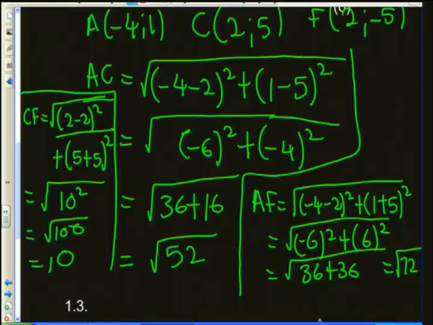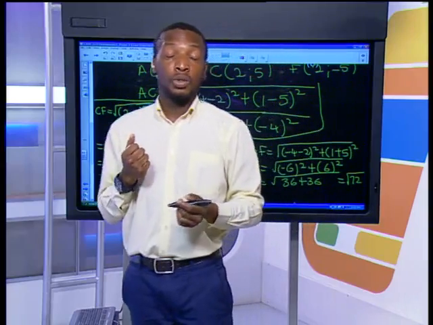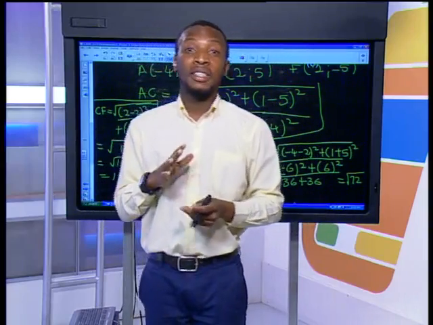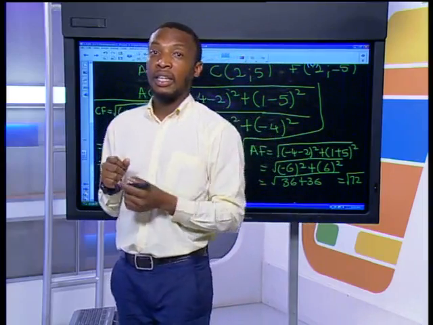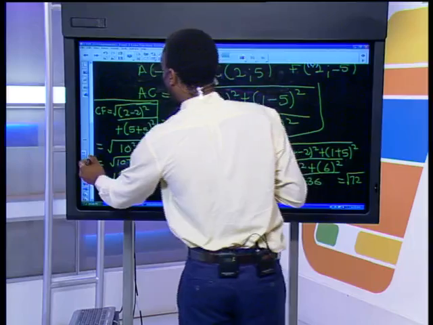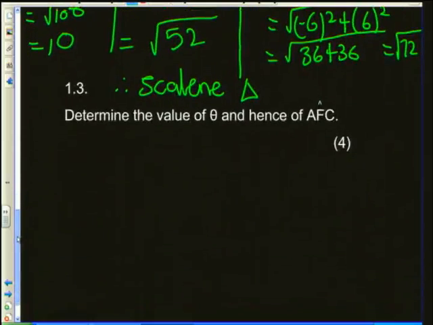Now we've got the lengths of our three sides. One is 10, one is square root of 72, and one is a square root of 52. This means that all the three sides are different lengths, so it is definitely a scalene triangle. So our answer would be scalene because all three sides are different lengths. Scalene triangle. Okay, moving right along to 1.3.